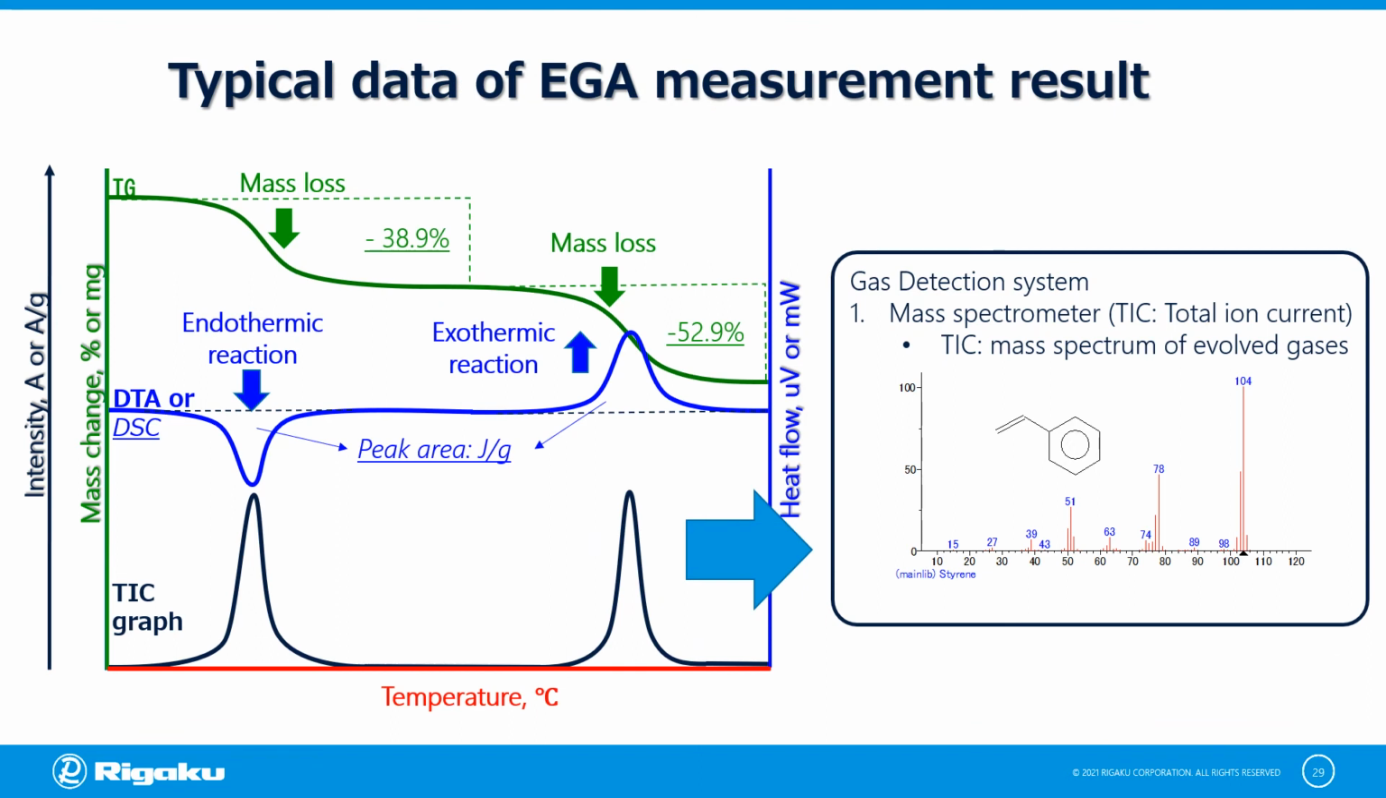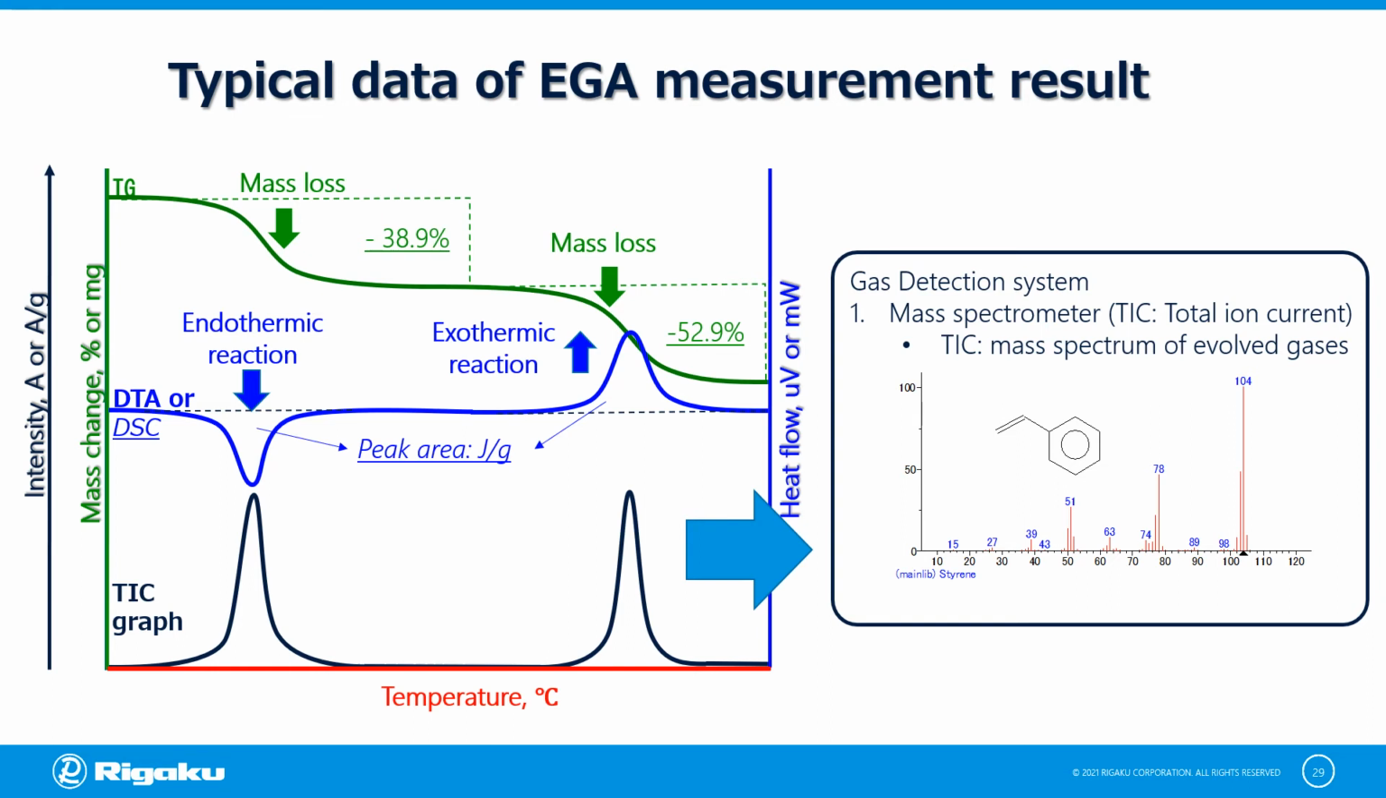This is an example of an EGA measurement result. Here, the EGA curve is added to the STA data, all plotted against temperature, represented in the black curve, where peaks indicate detection of evolved gases. A gas detector system can be an MS or an FTIR system.